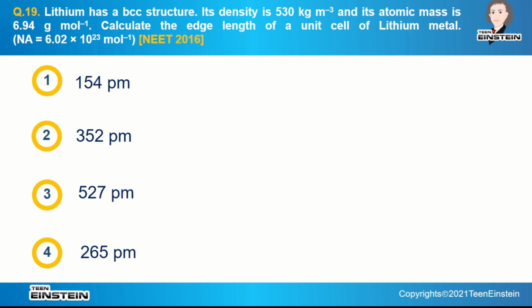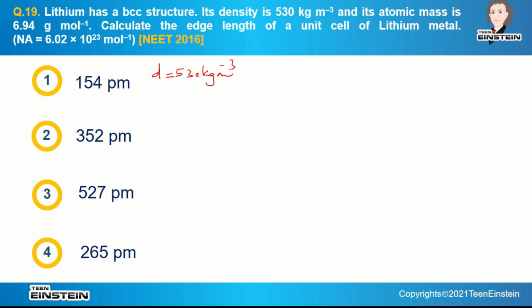That is, lithium has a BCC structure. Its density is 530 kilogram per meter cube and its atomic mass is 6.94 gram per mole. Calculate the edge length of a unit cell of lithium metal. So let's write down all the given values. So density D is equal to 530 kilogram meter power minus 3, that is per meter cube.